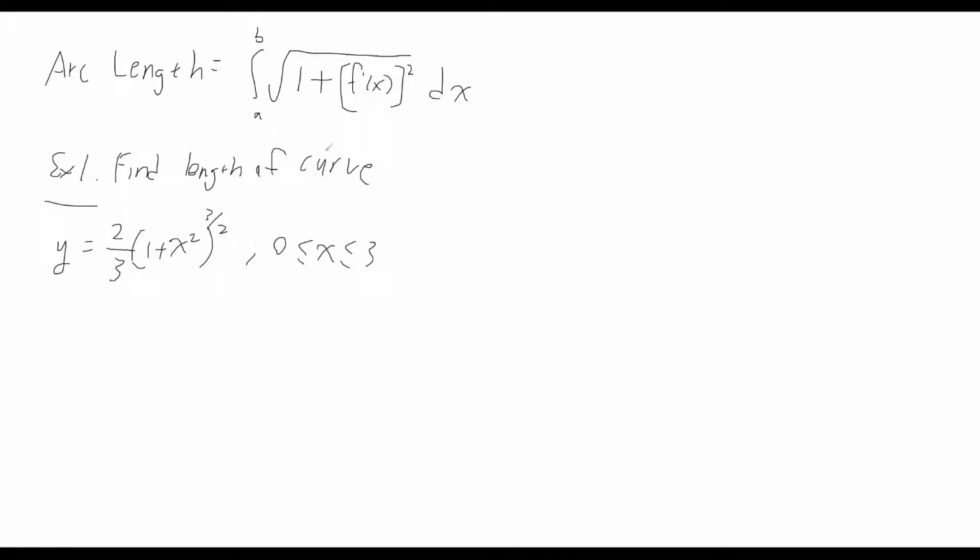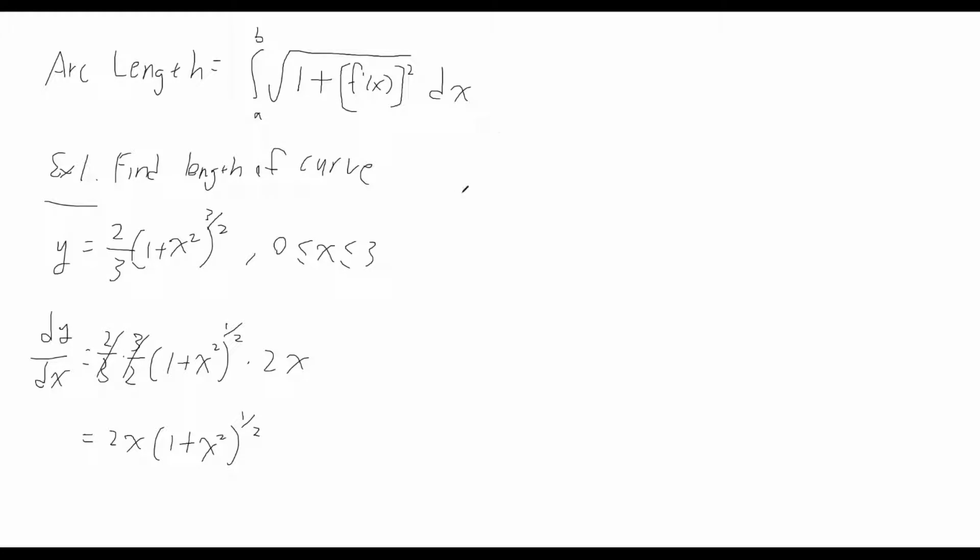All right. So first we need to find f prime, or dy dx. Right, so let's do that. Dy dx is equal to 2/3 times, bring down the power, 3 over 2, 1 plus x squared, subtract the power by 1, and then we get 1/2, and then the chain rule of the inside, which is 2x. All right, so that's gone. We get 2x times 1 plus x squared to the power of 1/2. Okay? And then you just need to put that in here.